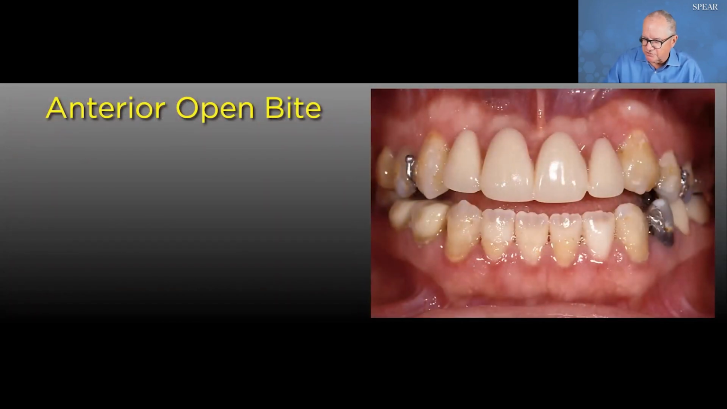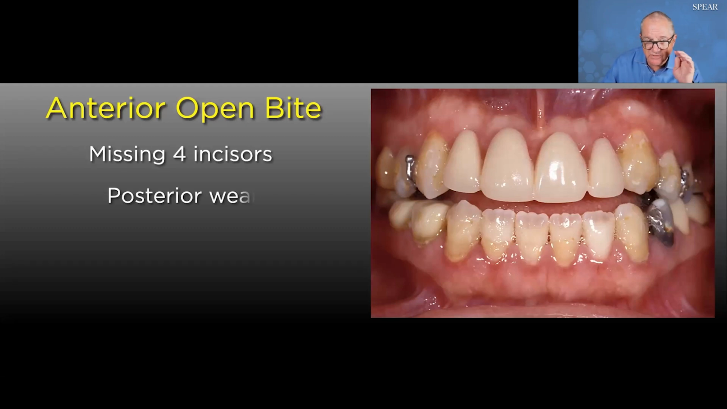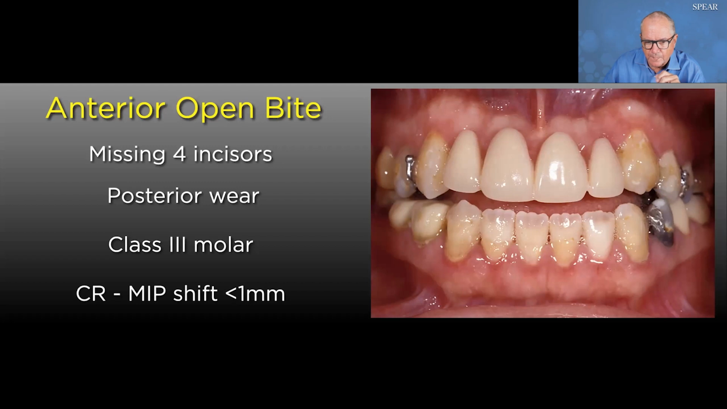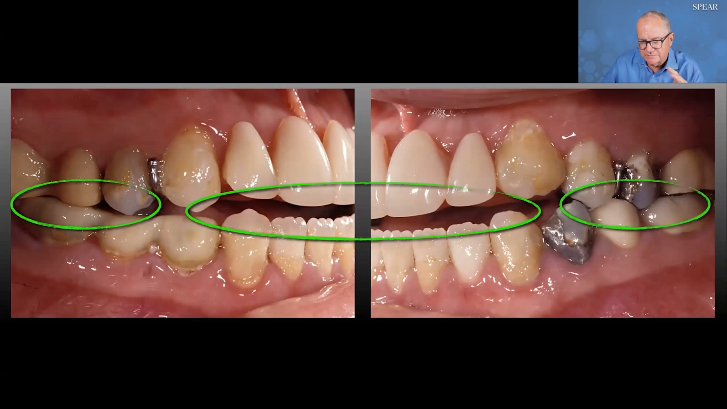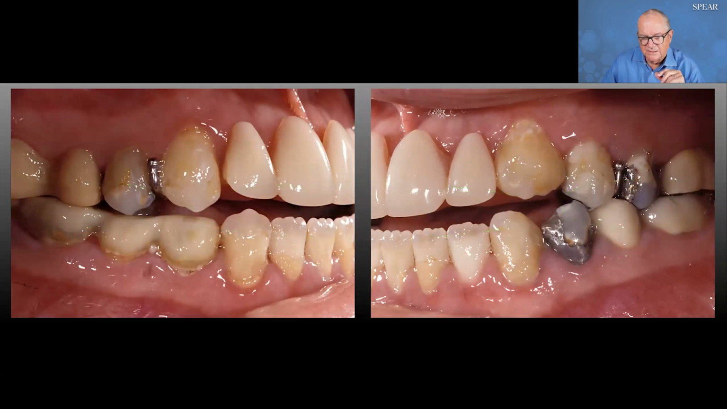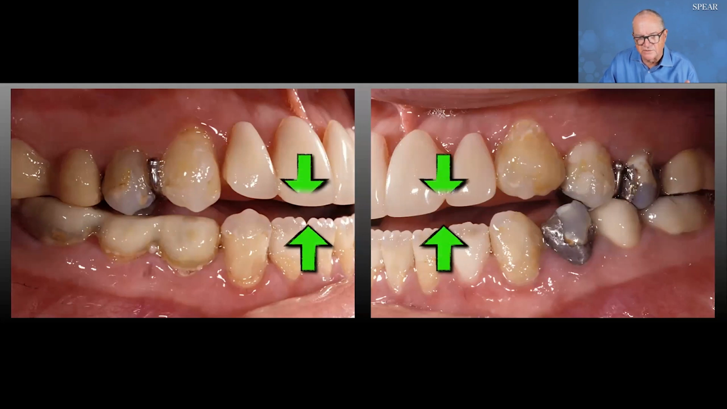Okay, last patient, anterior open bite, missing her 4 incisors. She's got significant posterior wear, class 3 molar relationship. And so here you can see she's biting, posteriors are in occlusion, but the anteriors are open. When you have an anterior open bite, you have some choices. You can lengthen lower incisors, you can lengthen upper incisors, you can shorten maxillary posteriors, you can shorten mandibular posteriors.